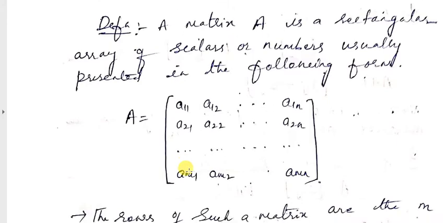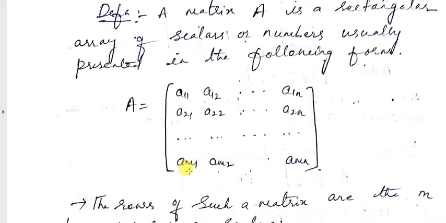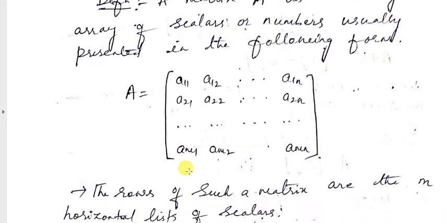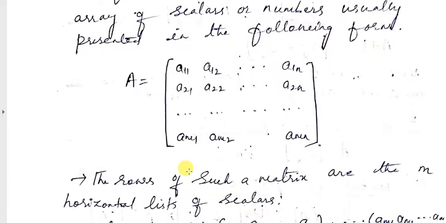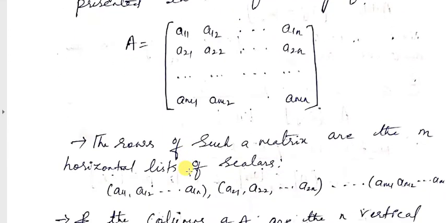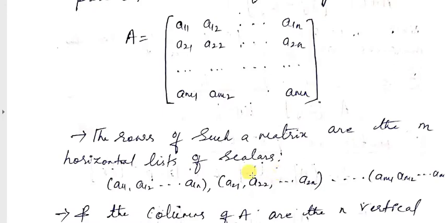So what do you mean by matrix? A matrix is nothing but a rectangular array of scalars or numbers. The horizontal lines are the rows and the vertical lines are the columns. The rows of such a matrix are the m horizontal lists of scalars, like a11, a12, up to a1n, a21, a22, up to a2n, and so on, am1, am2, up to amn.